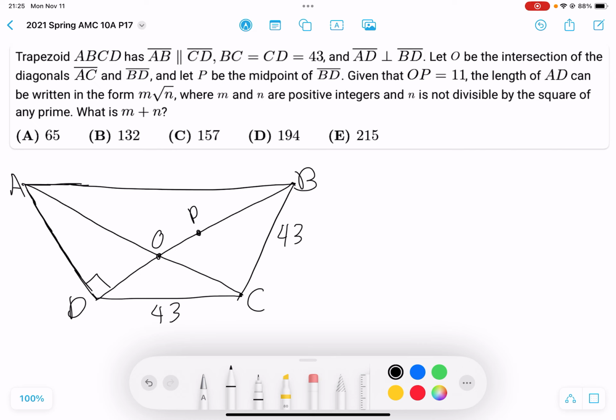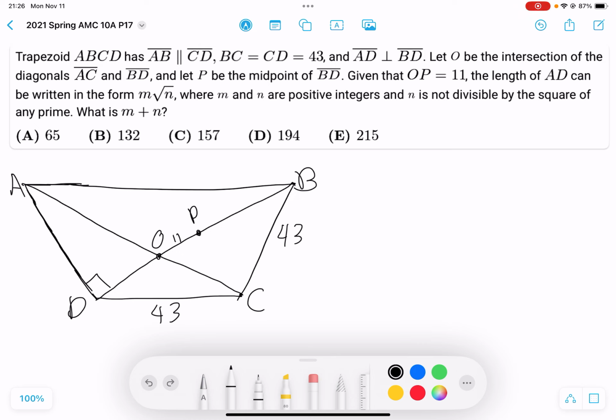Given that OP is 11, the length of AD can be written in the form m root n. So we want the length of AD, which is this side. Notice a right angle. We can use the Pythagorean theorem if we either find out AO and DO, or we find out AB and DB. Which one looks more achievable? You could try to solve for both at the same time, because they both look quite achievable. They're not in the middle of nowhere. There are triangles that are similar, which is a really important part of this problem. So let's first look for similar triangles.